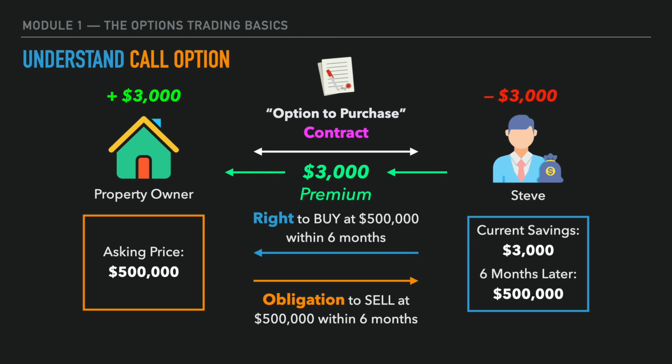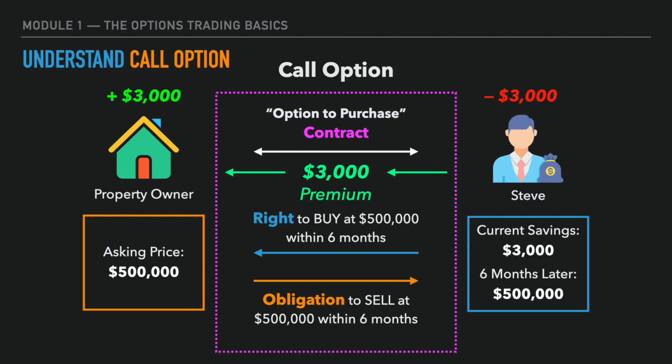In the financial market, this deal or agreement between Steve and the property owner is exactly what a call option is all about. Steve has the right and the full control over the transaction, but he has to pay a small premium to earn that right. The property owner has the obligation to sell his house whenever Steve wants to buy, but he gets paid to compensate for this obligation. I will show you guys what a call option looks like in the real market.